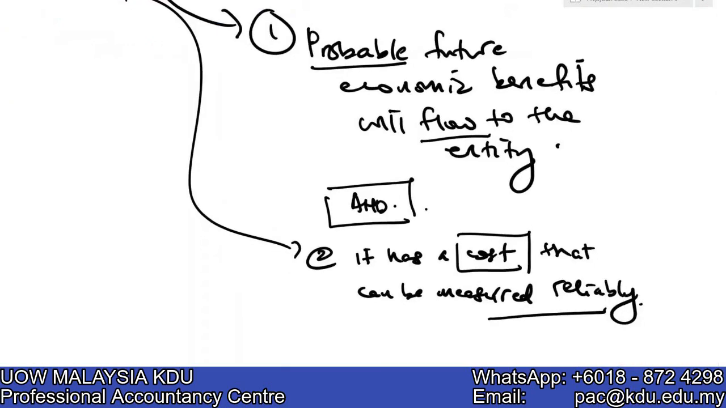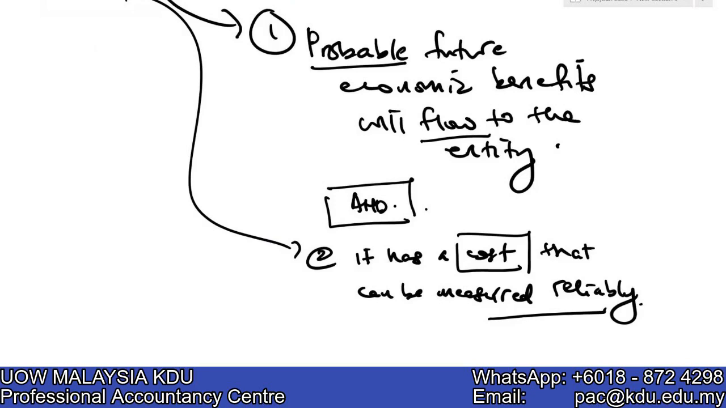It has a cost that can be measured reliably. Got it? Once it is probable that future economic benefits will flow to the entity and it has a cost that can be measured reliably, I will recognize it as an investment property.